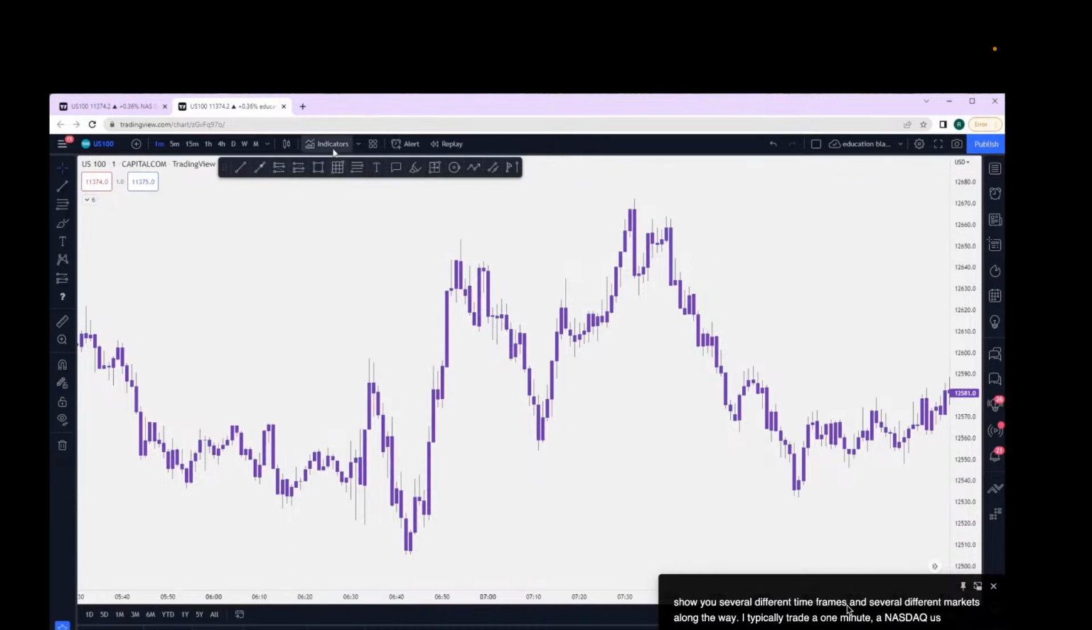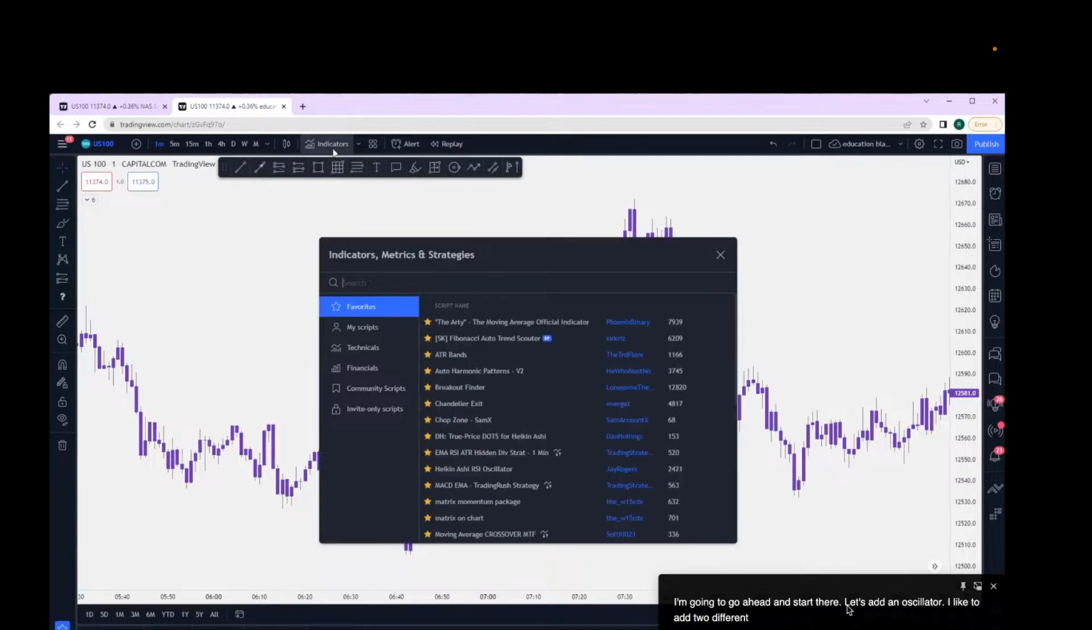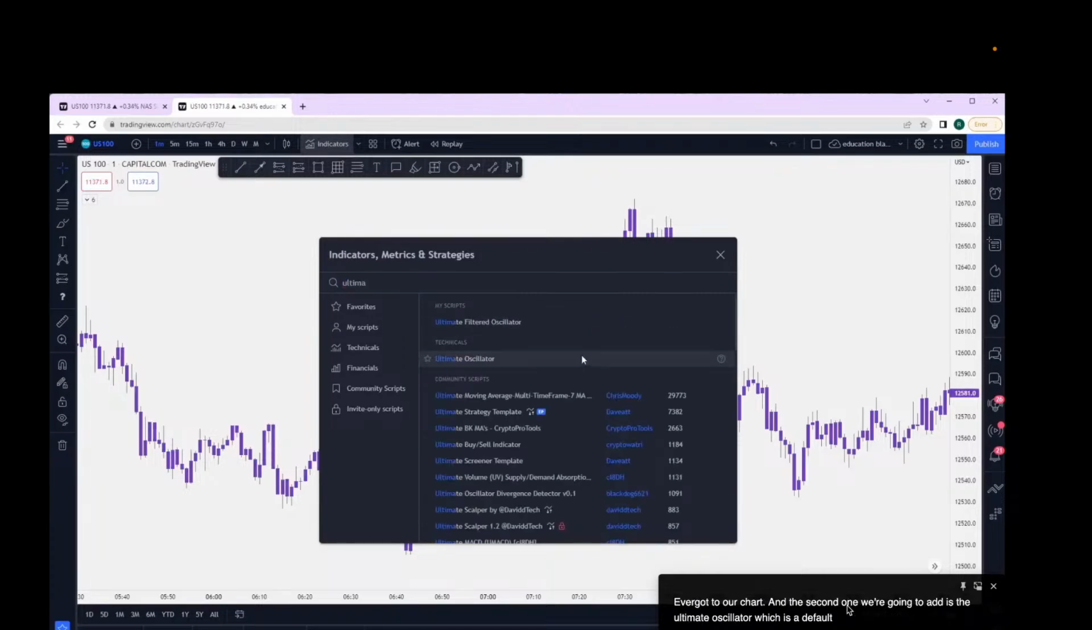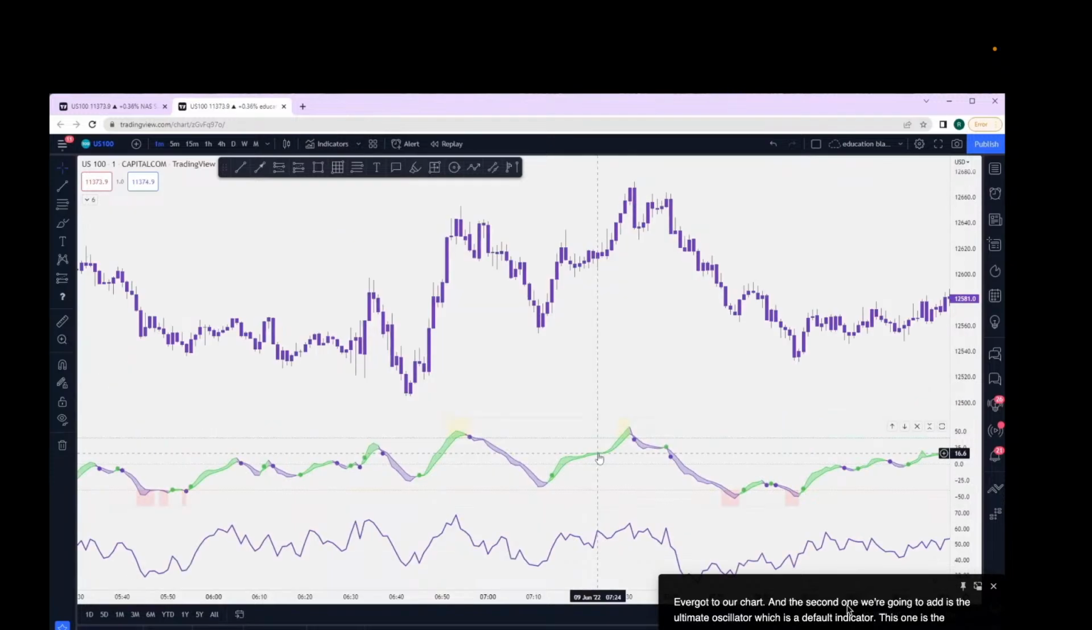Let's add an oscillator. I like to add two different oscillators because they can show divergences a little differently. Sometimes you'll spot it on one and not on the other. The first one we're going to add is the TSI, True Strength Index by Everget, to our chart. And the second one we're going to add is the Ultimate Oscillator, which is a default indicator. This one is the TSI, and this one is the Ultimate Oscillator.